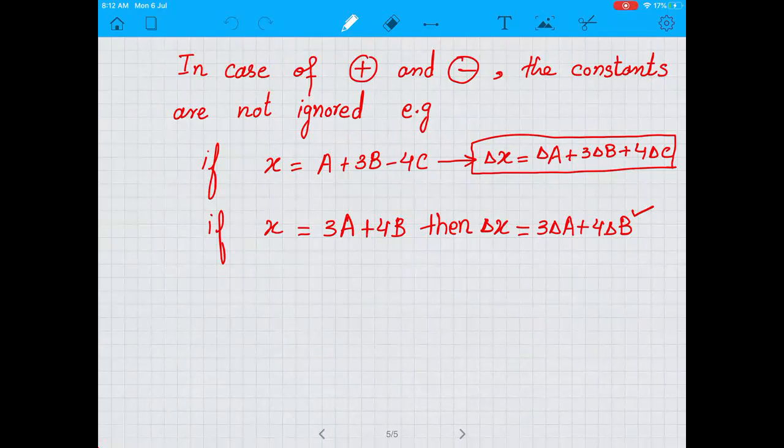The next topic that we have to cover is precision and accuracy.